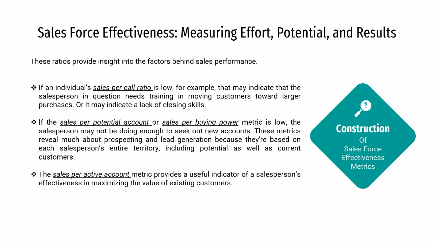The third scenario: the sales per active account metric provides a useful indicator of the salesperson's effectiveness in maximizing the value of the existing customers. I mean, whether I have been able to sell more and more products to my existing set of customers, whether I have been able to cross sell or upsell to my existing customers or not. So, all these ratios deserve attention in order to make the right interventions to optimize your sales.